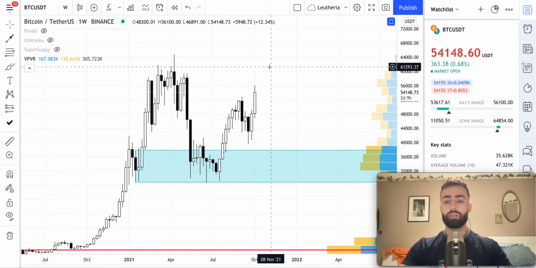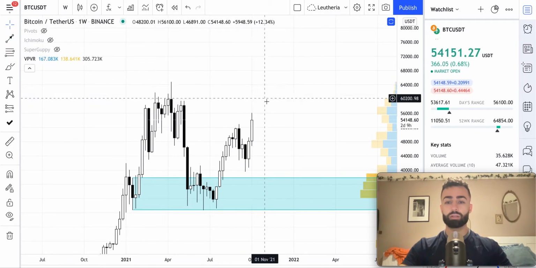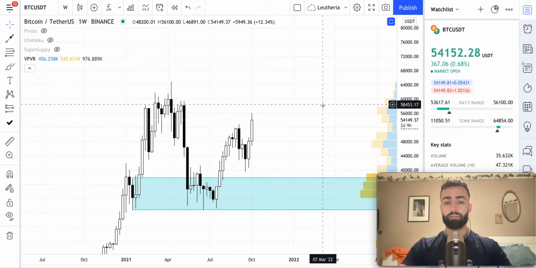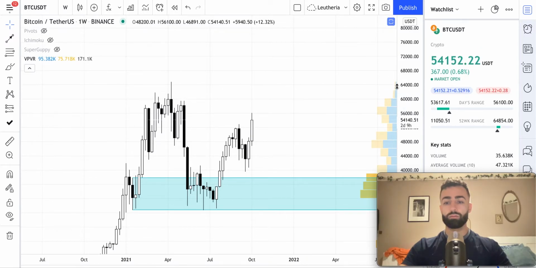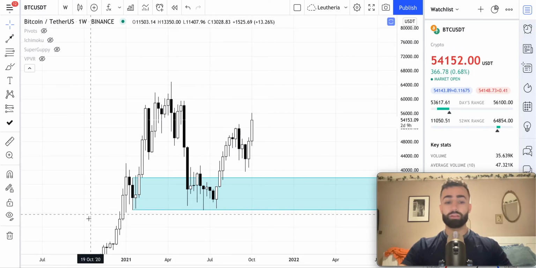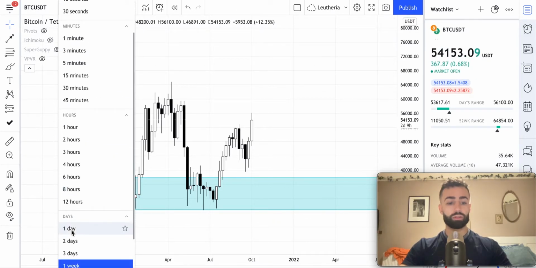But if we break above that, you can see that obviously above the all-time high, there's nothing. And after that point, it drops off pretty precipitously. So that looks good for bullish continuation as well, folks.